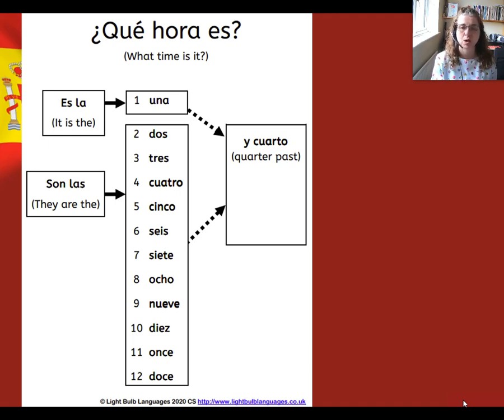Son las 5:15. How would you say it's 1:15? Es la 1:15. Did you get the beginning right? How would you say it's 12:15? Son las 12:15. How about it's 4:15? Be careful with this one. Son las 4:15. How about it's 8:15?